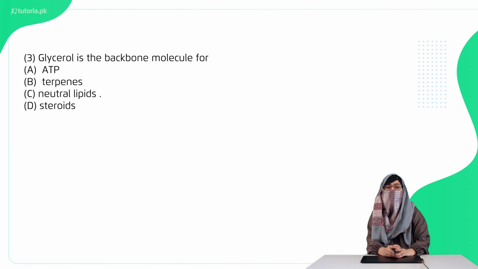Question 3 है glycerol is the backbone molecule for option A ATP, option B terpenes, option C neutral lipids, option D steroid. The right option है option C neutral lipids.